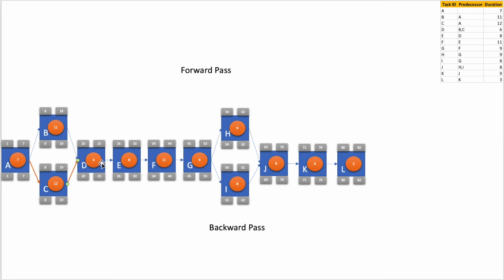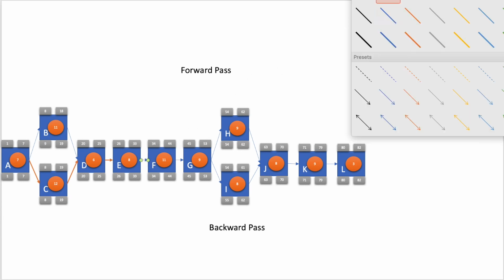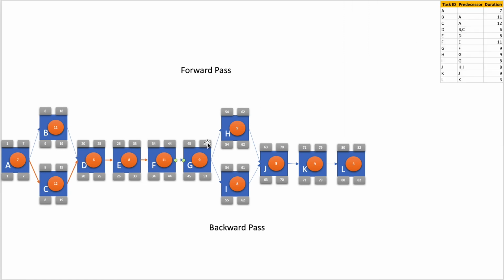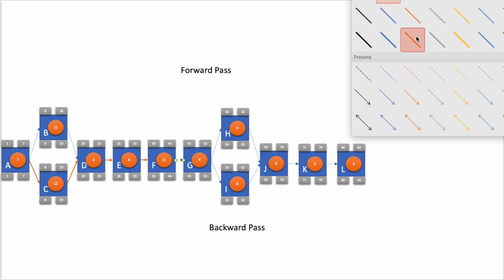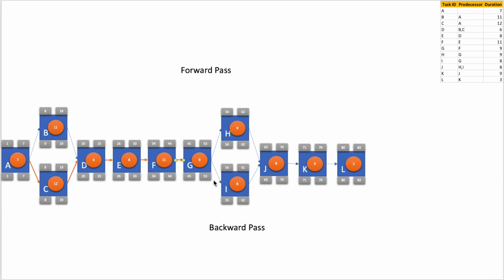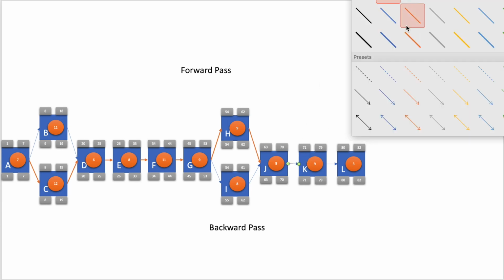The same, now we go ahead and find the same thing for activity E, F, G. Now activity H, the late start and early start are the same. So I color this also, and same from activity H to J. If I go to J, the early start and late start are the same. So I color this, and these are also the same.